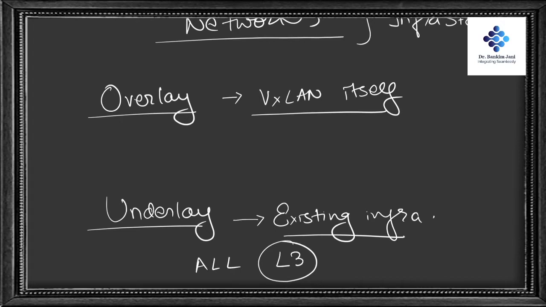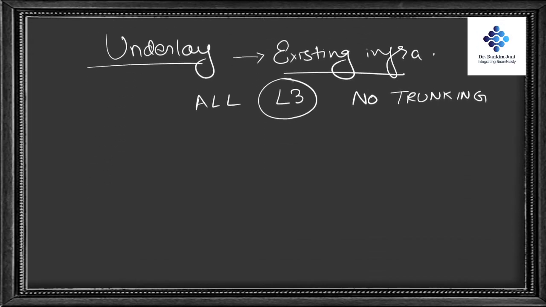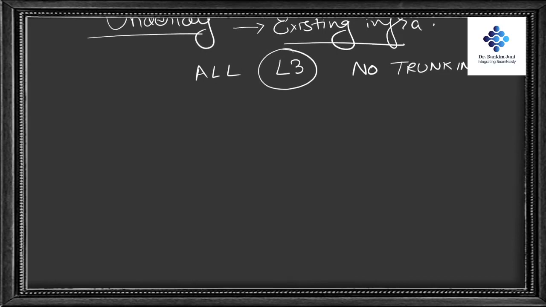So all layer 3, that means there is no trunking, there is no STP, because when there are switches, then we have to worry about that. We have to run STP, say RSTP, etc. But when we are dealing with underlay, that means whatever we are doing, everything is on layer 3.